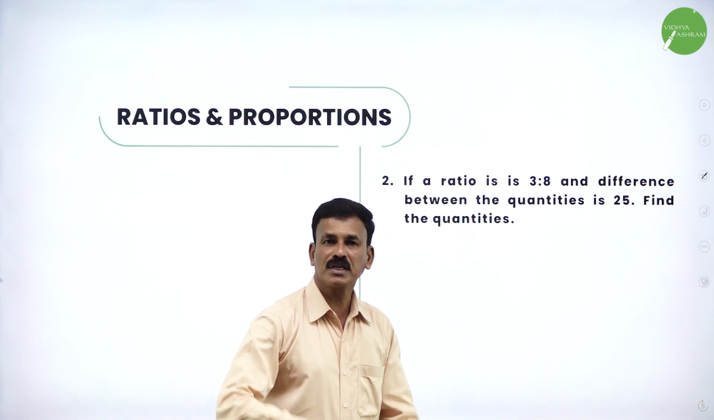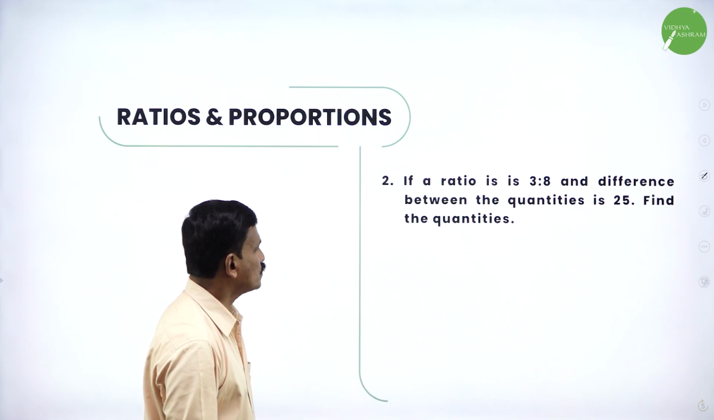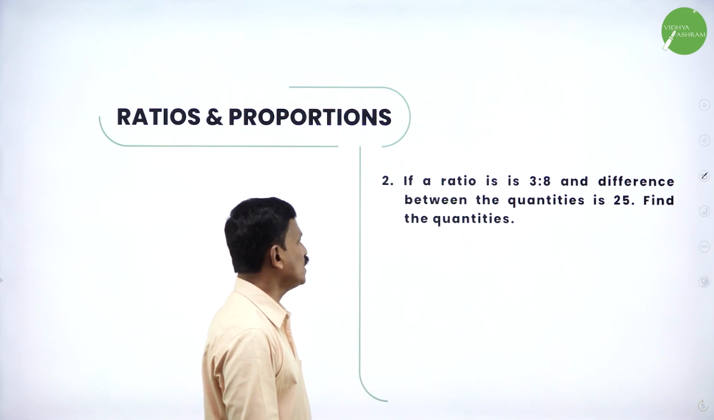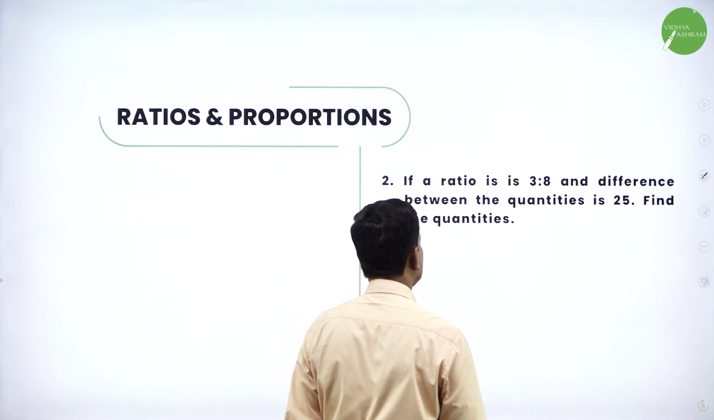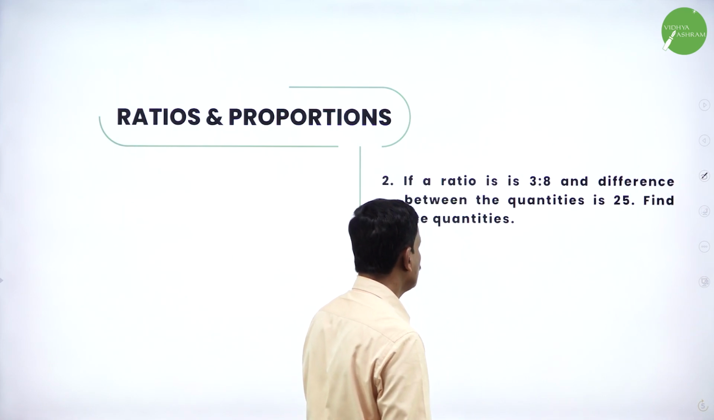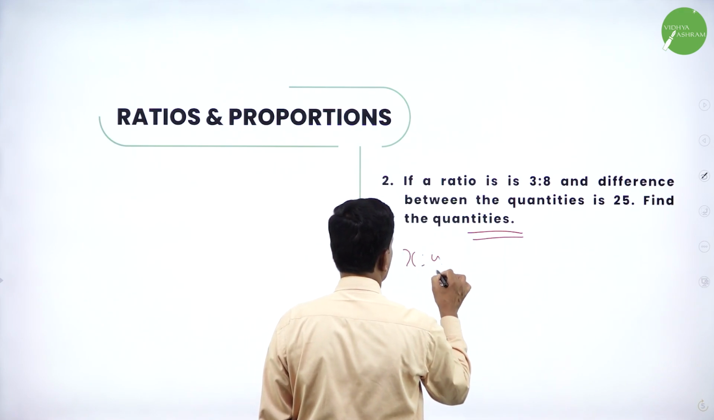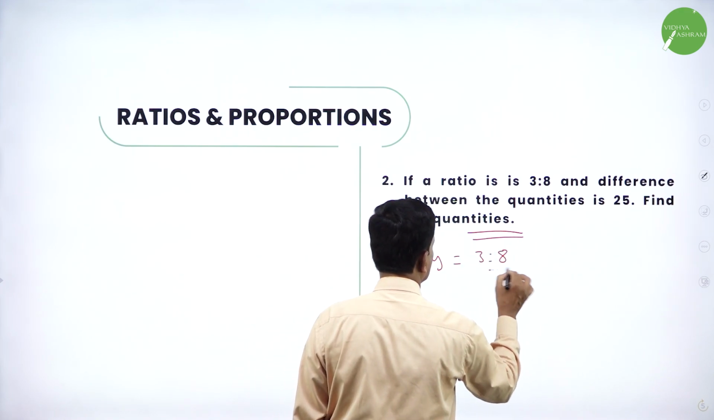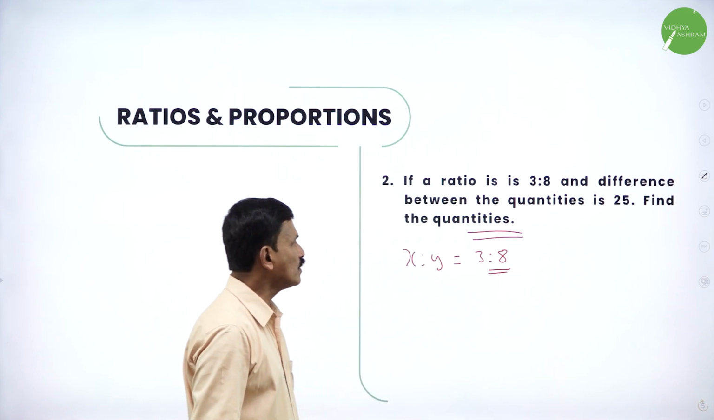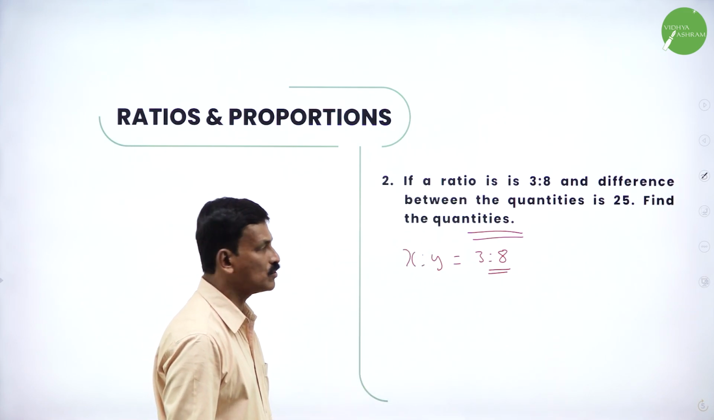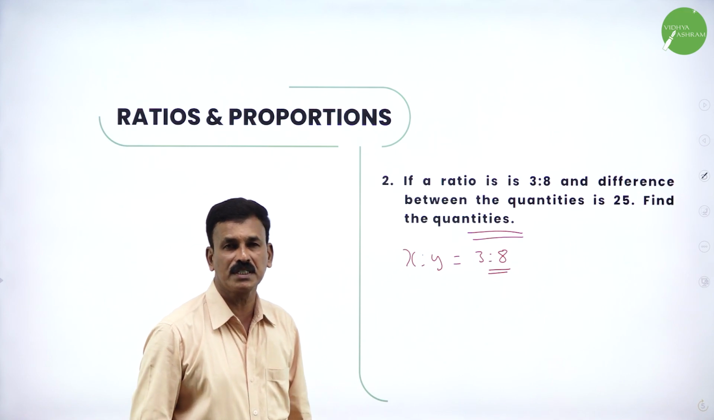Now let us move on to the next problem. If the ratio is 3 is to 8 and the difference between the quantities is 25, find the two quantities. So the ratio X is to Y is equal to 3 is to 8 and the difference between the two quantities is given as 25. Find these two quantities, right?